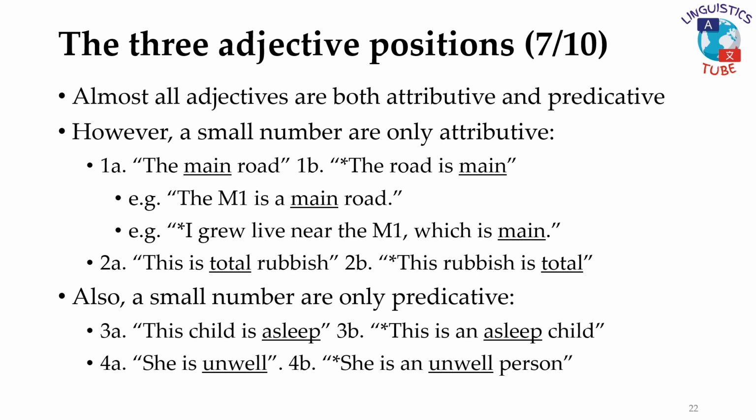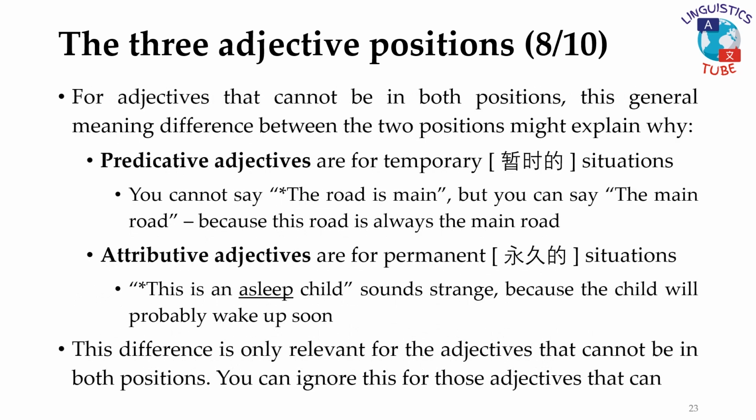There are a few more examples of both situations. Try to think of some more adjectives which are either only attributive or only predicative. You might be wondering why some are only attributive and some are only predicative, and whether there is a rule or explanation for it. There isn't a foolproof method, but there is a general meaning difference between the two positions.